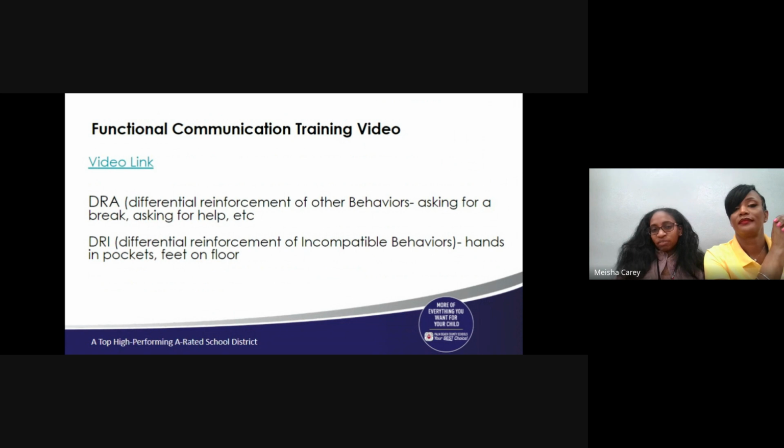DRI, which is differential reinforcement of incompatible behaviors. That's just behaviors that you can't do at the same time. For instance, hands in your pockets. You can't have your hands in your pockets and hit the child next to you at the same time. So basically, you can't have your hand in your pocket and engage in physical aggression at the same time. So you teach hands in your pockets to help the student with not hitting the person next to them. Or if your feet are on the floor, they can't be on the desk. So you teach incompatible behaviors, or you teach alternative behaviors.